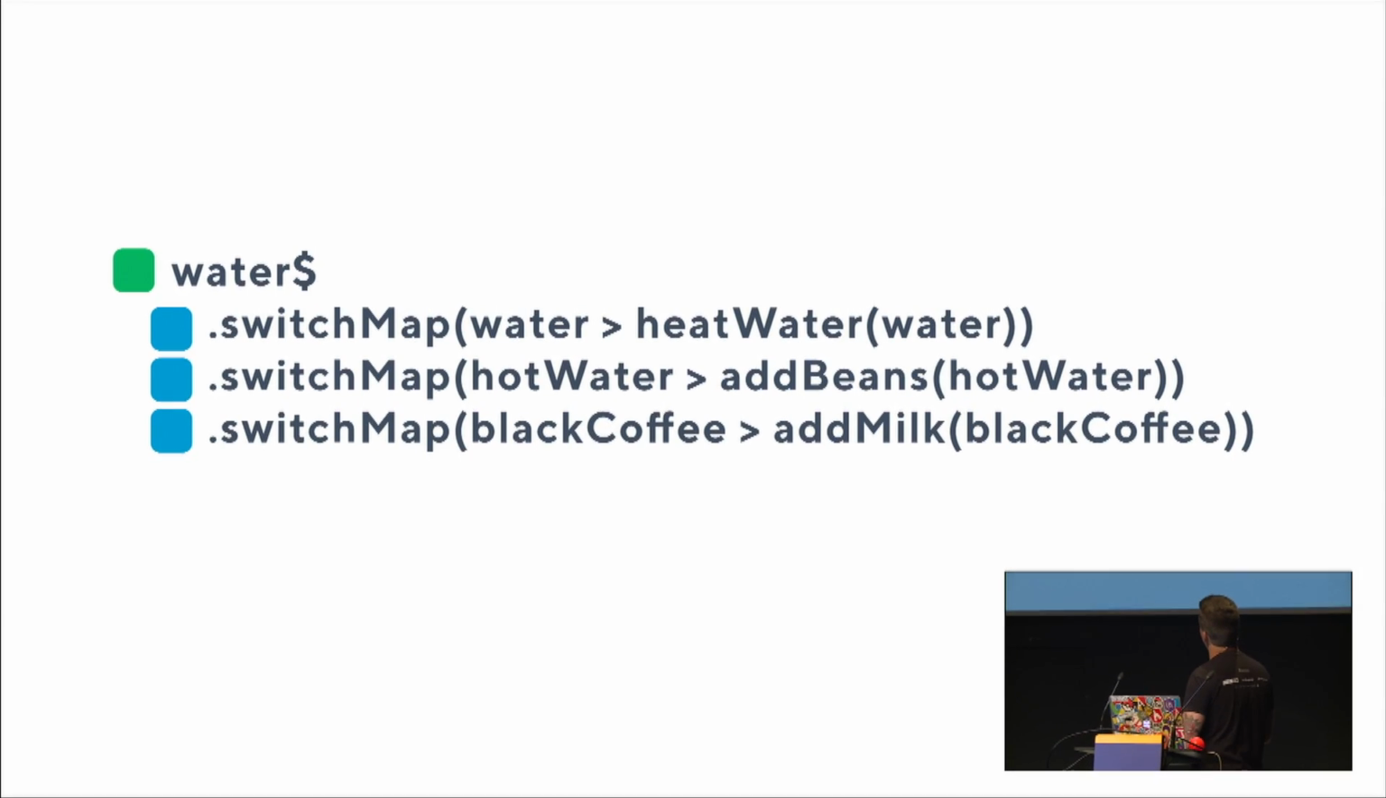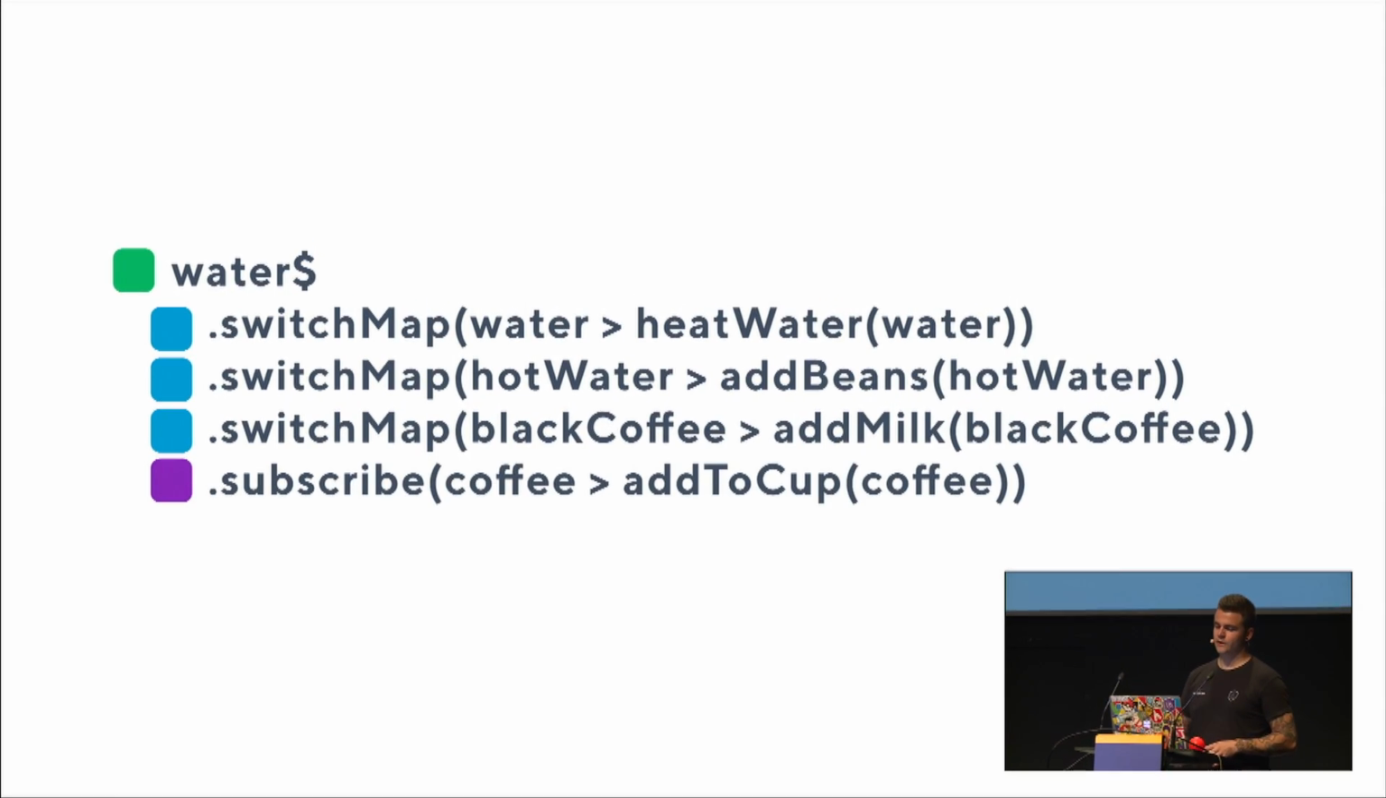And in this example, we're going to add some milk, and we're going to pass the black coffee in as the function argument. When that's all done, we then have our consumer, which is the resulting coffee that we wanted. And in a subscribe, you want to do something with it. So at this point, I'm just going to say, I'm going to add it to my cup. And that's the coffee analogy in terms of streams.